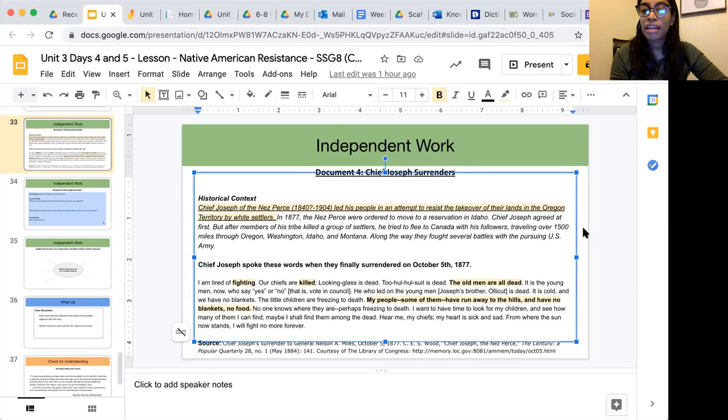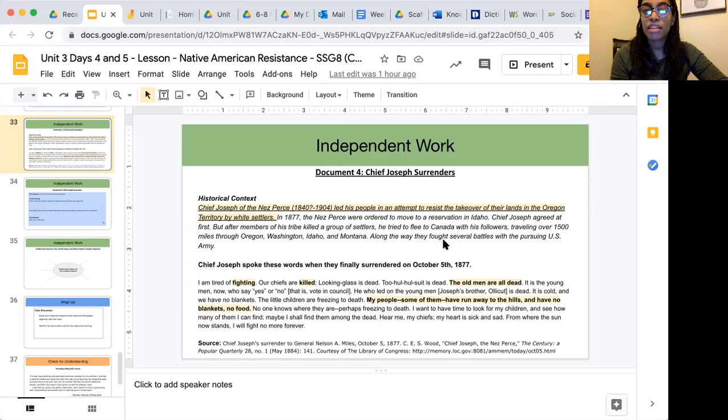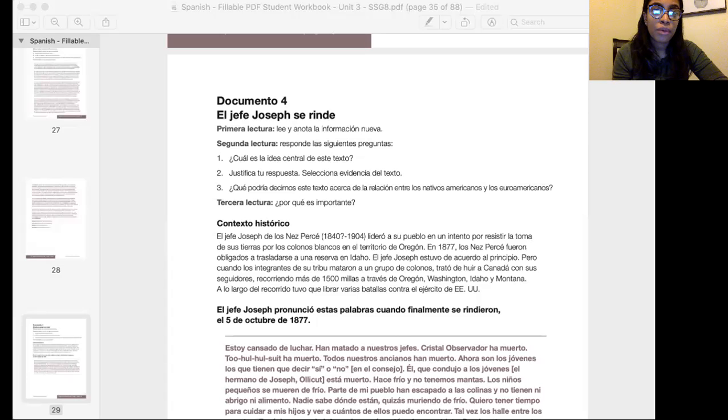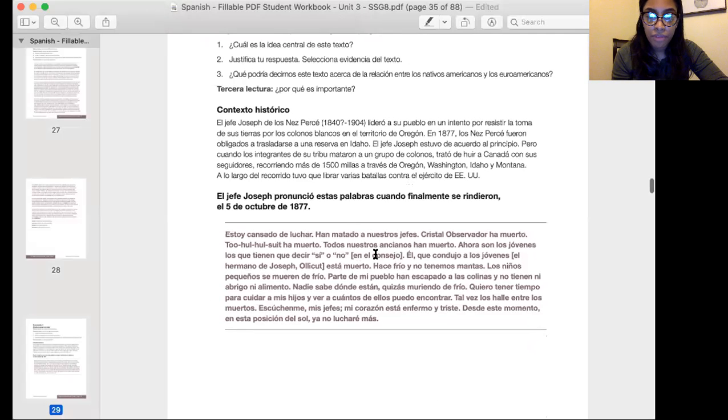they can look at it in their Spanish translation, or any home language translation, side by side during the class period. Fighting, killed, what is fighting? So if we take a look at one of the translations, fighting would be here. If we look here, cansado de luchar, han matado. So fighting, luchar, o pelear.